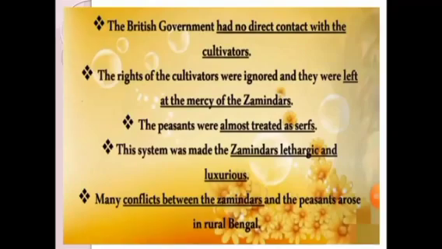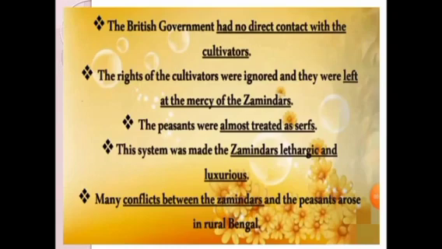Then we are going to see demerits of permanent settlement. The first demerit, which means the first disadvantage, is the British government had no direct contact with the cultivators. Then the rights of the cultivators were ignored and they were left at the mercy of the zamindars. Then the peasants were almost treated as serfs. Here peasants means farmers. So the farmers were almost treated as serfs, which means slaves.